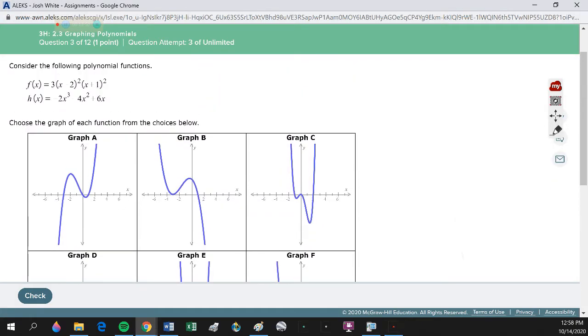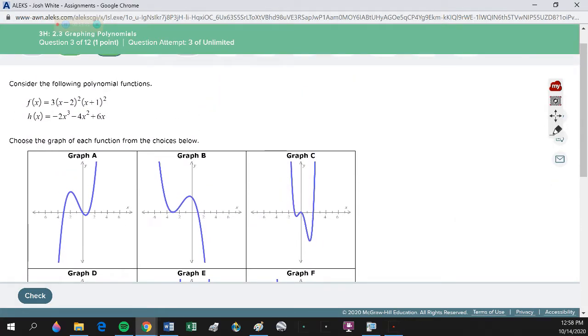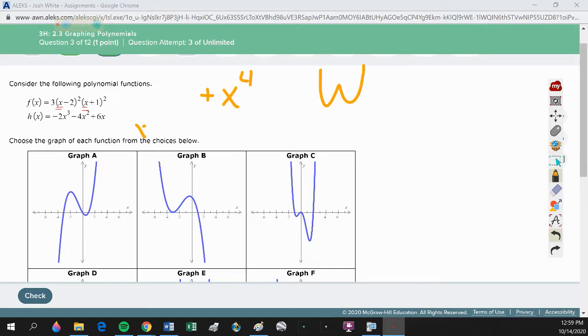All right. So look at the top one. How many x's are in the top? 1, 2, 3, 4. So it's x to the 4th. Is it positive or negative? Positive. So what shape does it have? It's a W. Okay. And then what are the roots?